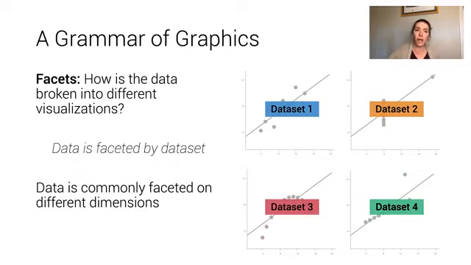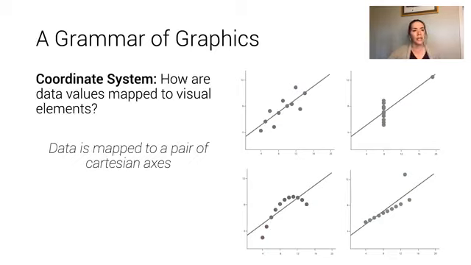But data is also commonly faceted on different dimensions. For example, we might have one plot that shows dimensions x and y, and a second scatter plot that shows dimensions x and z. And you'll see examples of this throughout the course. Finally, we have our coordinate system. So this is thinking about how our data are mapped to different positions on our chart. In the case of these scatter plots, we are mapping our data according to a Cartesian axis. But in the case of other kinds of representations, we often see things like polar coordinates, where we're mapping things to radial axes.